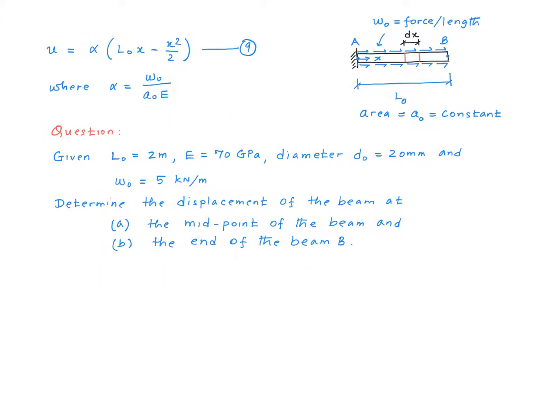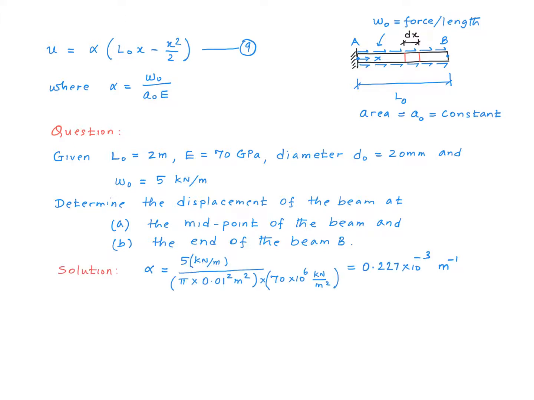If we have numerical values for these parameters, obviously we can go ahead and calculate the displacement at a given point on the beam, right? So let's go ahead and do that for a given set of numerical values. L naught is given as 2 meters. E, the Young's modulus, is 70 gigapascal. Diameter of the beam is 20 millimeters, and omega naught is 5 kilonewton per meter. Let's go ahead and calculate the displacement at the middle of the beam and also at the end of the beam, point B. It's convenient for us to first calculate the value for alpha.